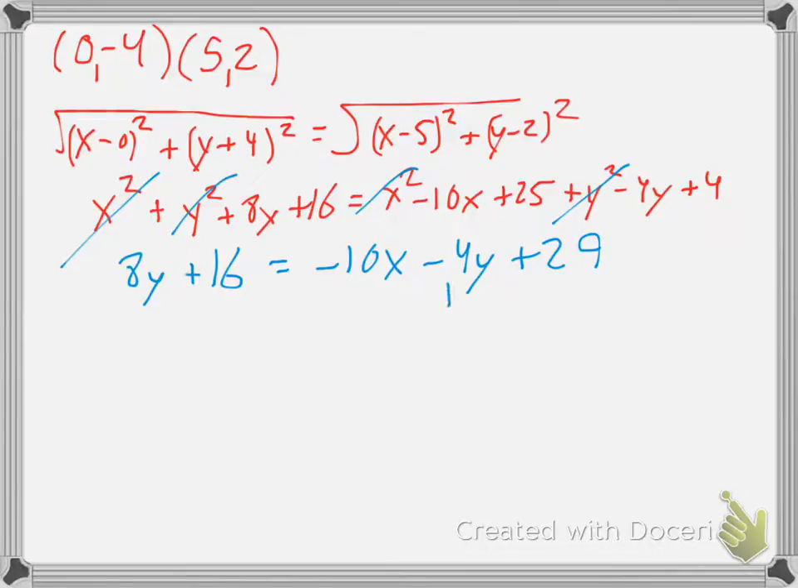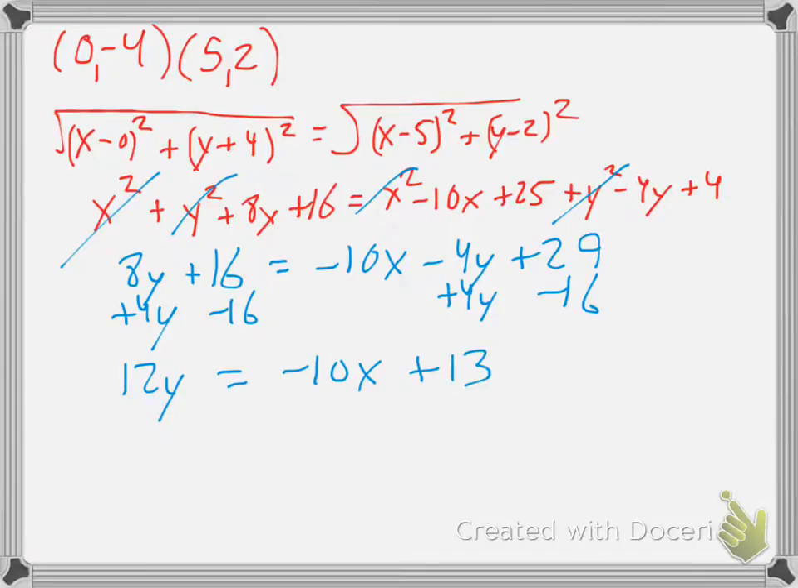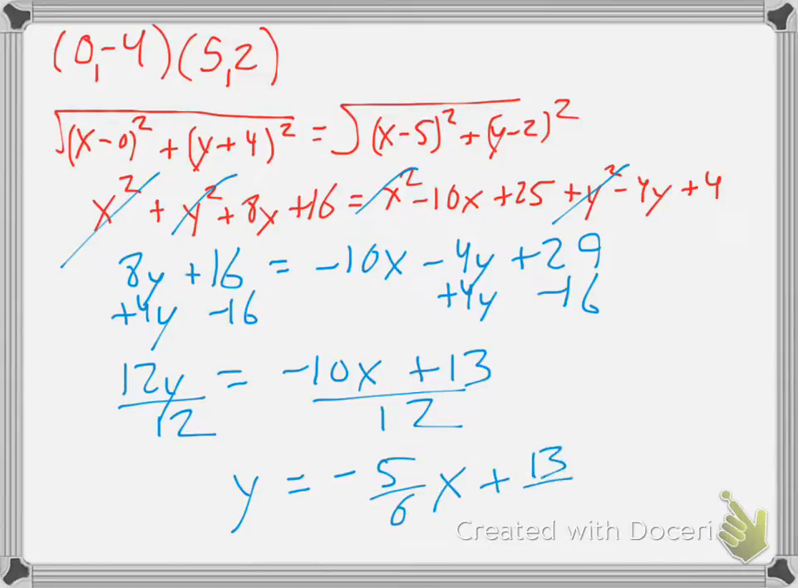We're definitely bringing the y's to the left, so adding 4y. I'm going to subtract 16 then. This one's going to work out quite nice because not too much sliding around. 4 plus 8 is 12y is equal to negative 10x plus 13. Divide both sides by 12. And so y is equal to negative 5/6 x plus 13/12.